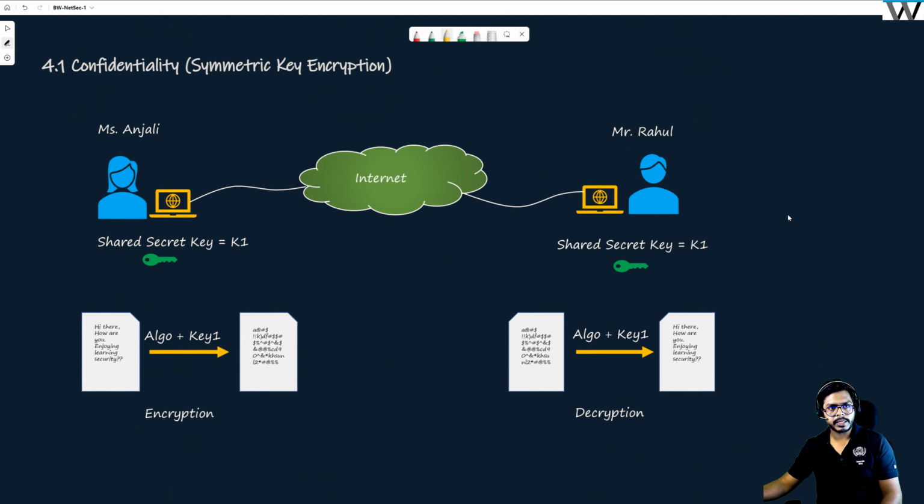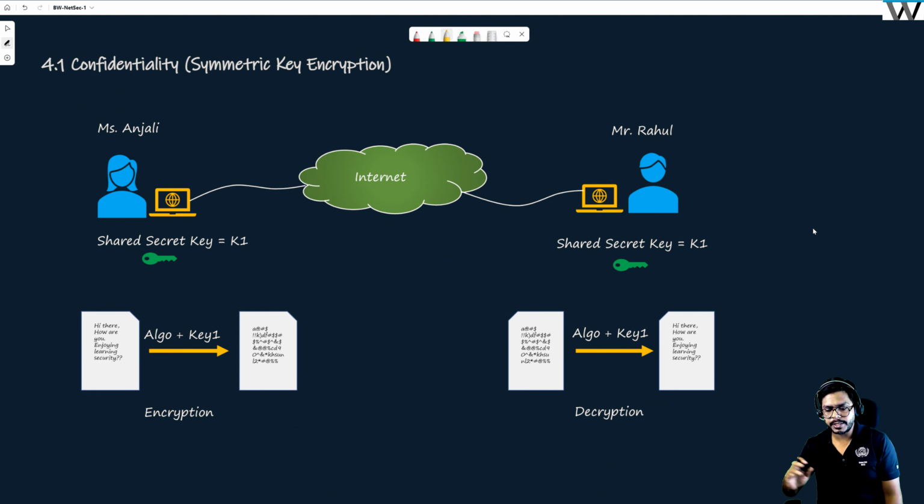If I talk about other things, because I need to cover this board in today's session, that was my plan. Let's talk about one special kind, although whatever I have explained till now is the form of symmetric encryption. What is the meaning of symmetric encryption? Again, we have Anjali and Rahul, with internet connectivity between them. From Anjali's laptop, I want to send this message: Hi there, how are you?